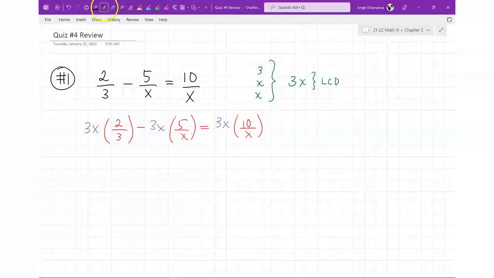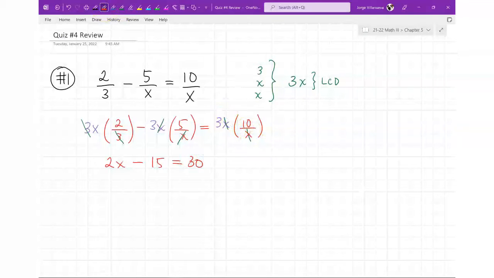So here we go. Let's cancel stuff out. Look at the first fraction on the left side. What can I cancel from top to bottom? The 3, right? So the 3's gone. So that results in 2x minus, what can I cancel on the next one? An x. So 3 times 5 is 15. What can I cancel on the last one? An x as well. So 3 times 10 is 30.